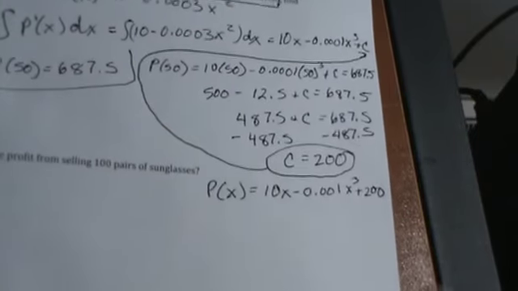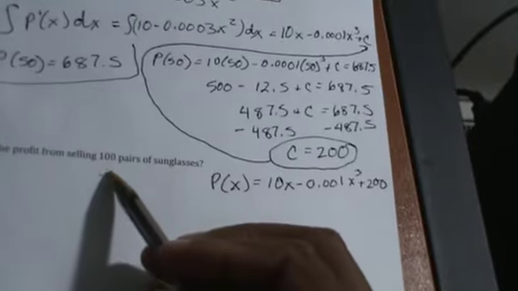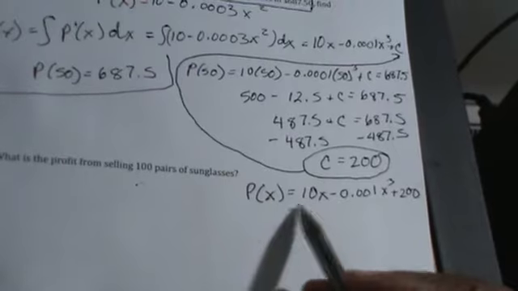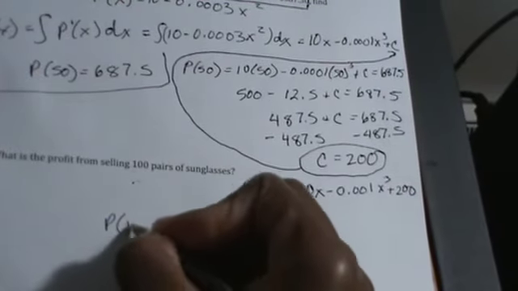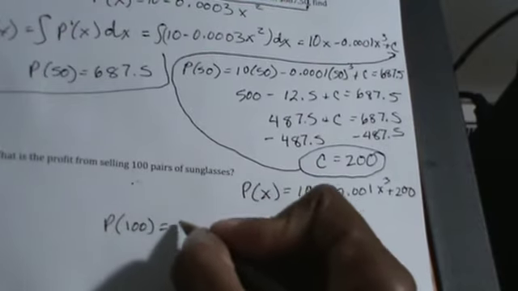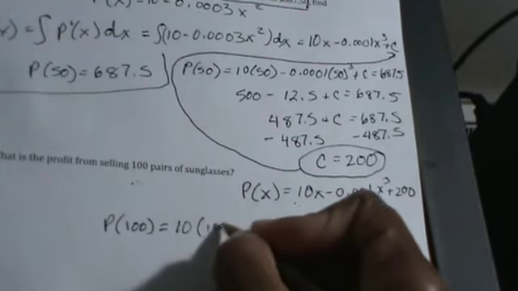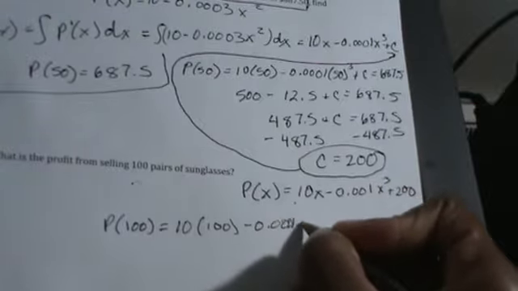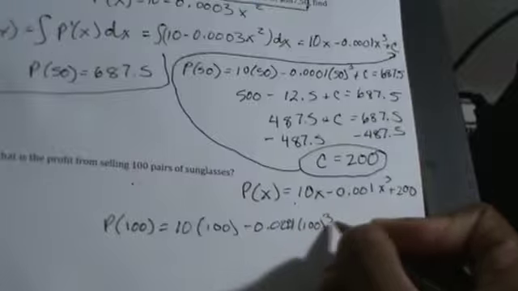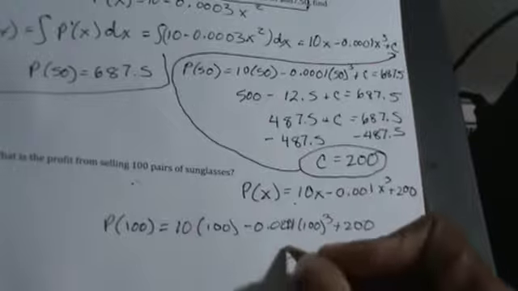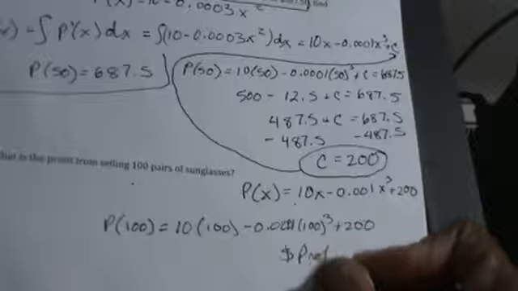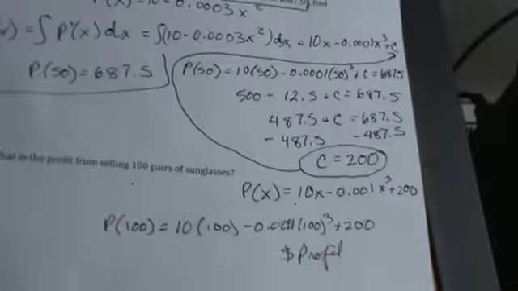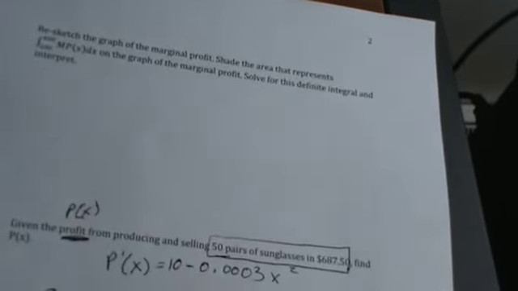All right, so let me make one other point. All you're doing for this one is plugging 100 in here, right? It says find the profit from selling 100 pairs of sunglasses. 10 times 100 minus 0.0001 times 100 cubed plus 200 is going to be in dollars of profit. All right, that should take care of it. Okay, the only one that I didn't do was the one that's on the top, and that's very similar to problems that we've already done.